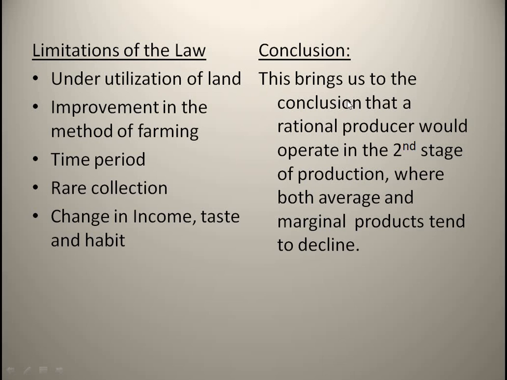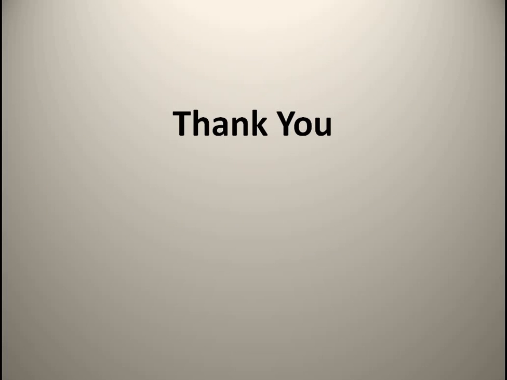This brings us to the conclusion that a rational producer would operate in the second stage of production, where both average and marginal products tend to decline. Till the second stage he will work on. For the third stage he will change the other input to give better output. Hope you understood this theory and thank you for the patience listening.